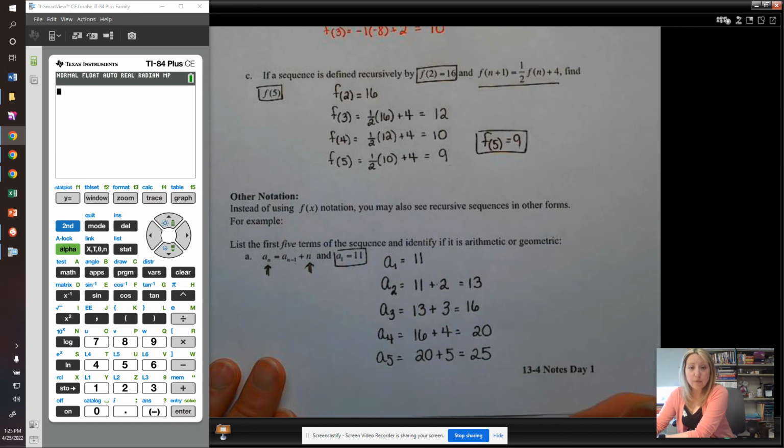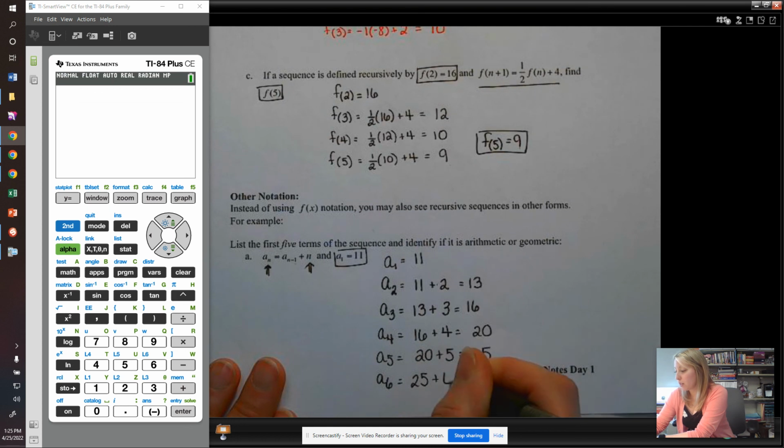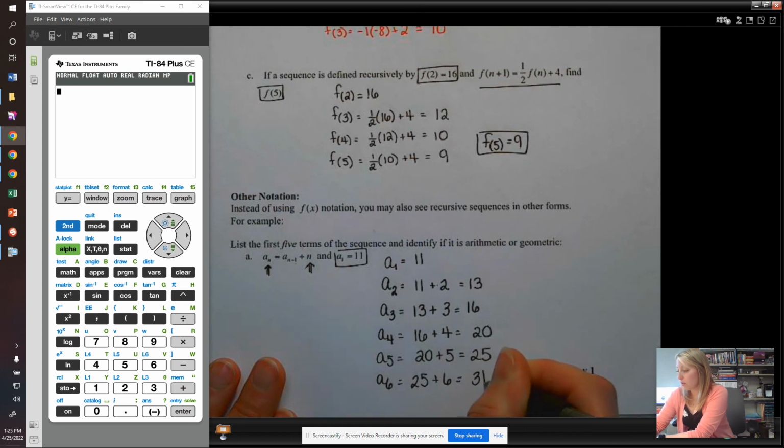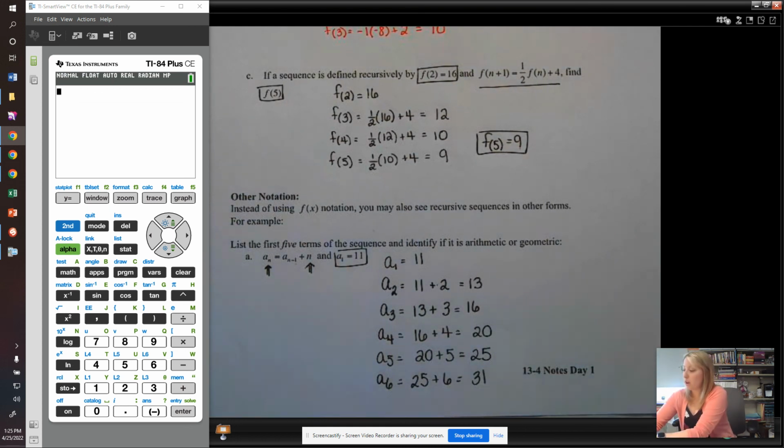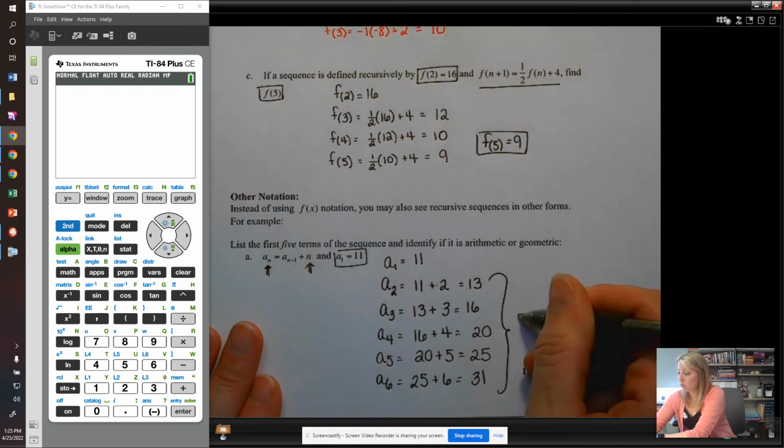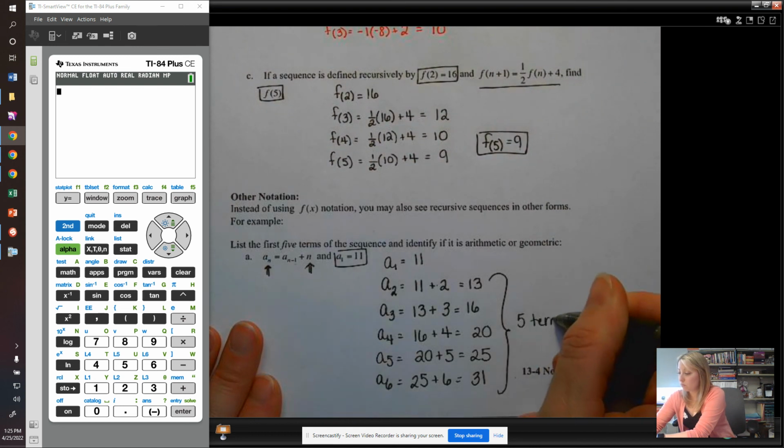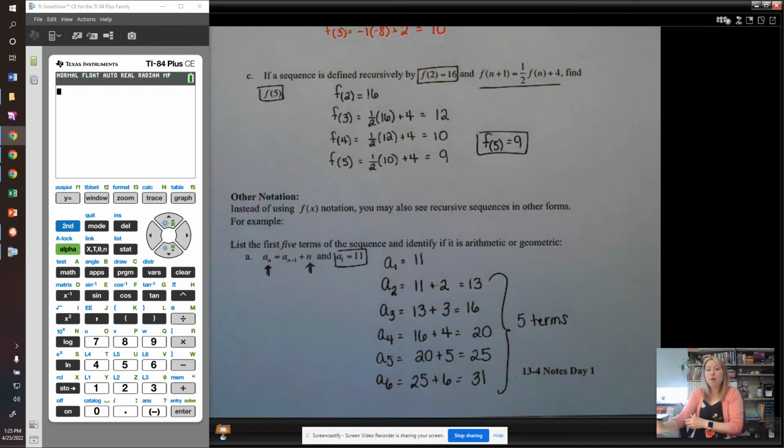I needed the next 5 terms, right? So I need to keep going. A subscript 6 is 25 plus 6, and there we are. There's my next 5 terms, right in order. So you can see why recursive sequences require you to actually use that previous term and plug it back in. We'll keep practicing these.